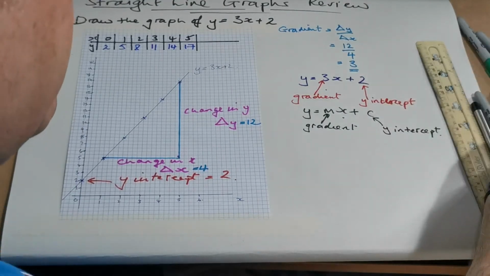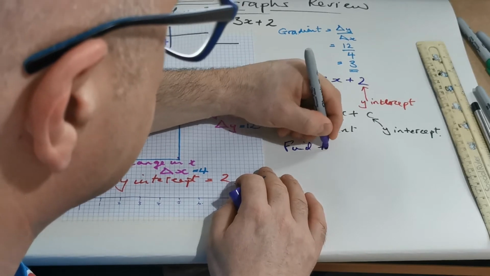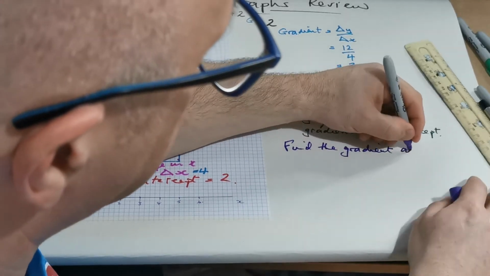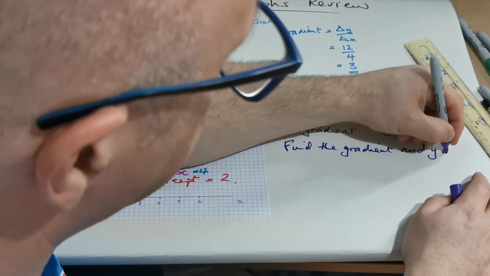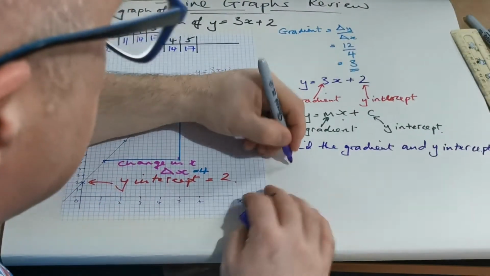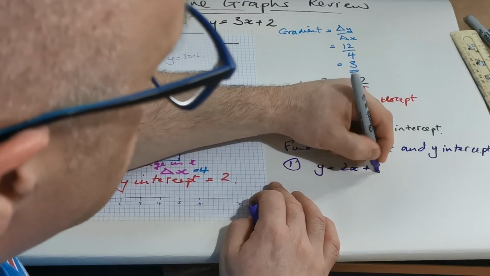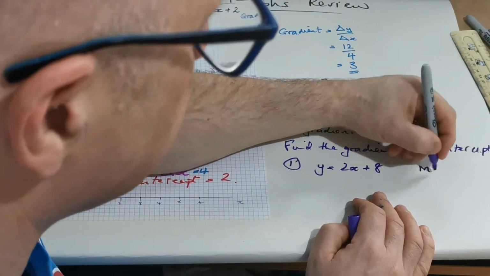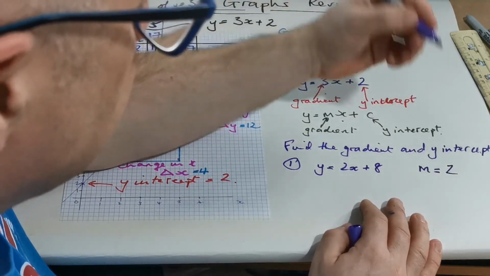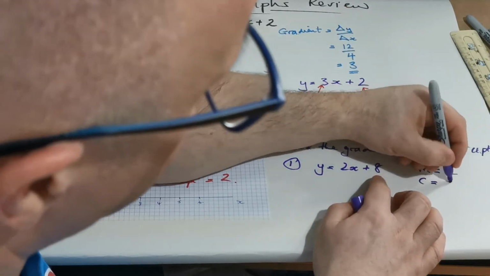So if I said to you, find the gradient and y-intercept for, now I said question number 1 was y equals 2x plus 8. You might say the gradient, which I can call the letter M because that's universally known, is 2, and you might say C, which is the intercept, would be 8.